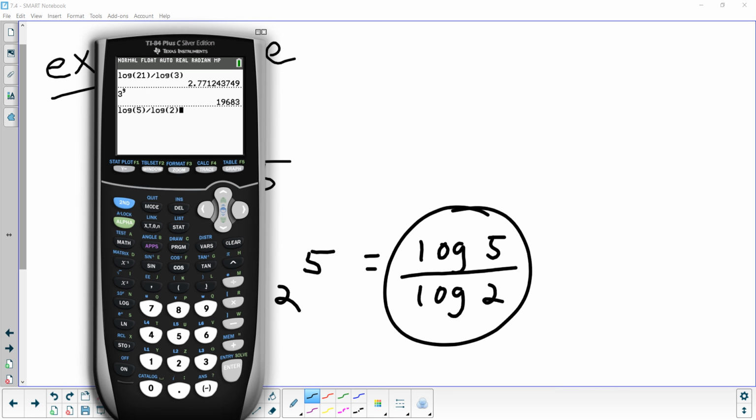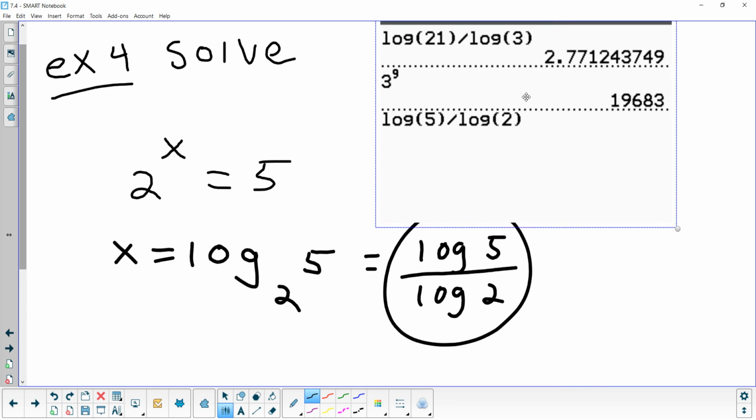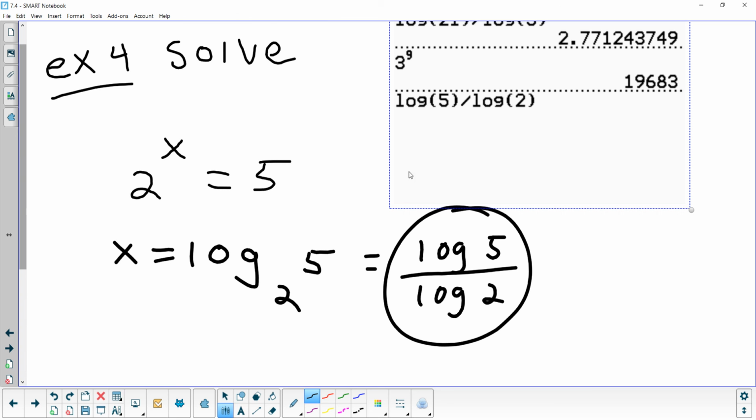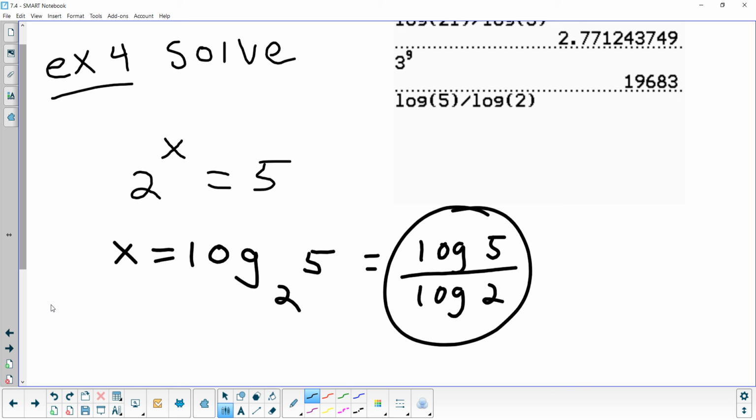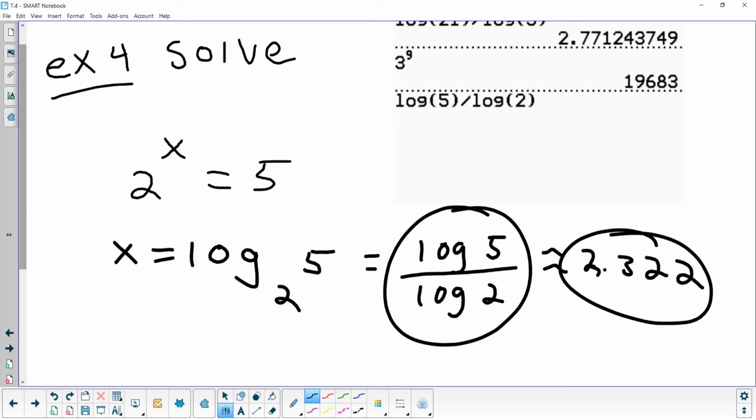Make sure when you type it in, close the parenthesis to let it know you're done with the first log. So it should look just like that. And the answer is 2.322, if we go to 3 decimal places. Okay, any question on that one?